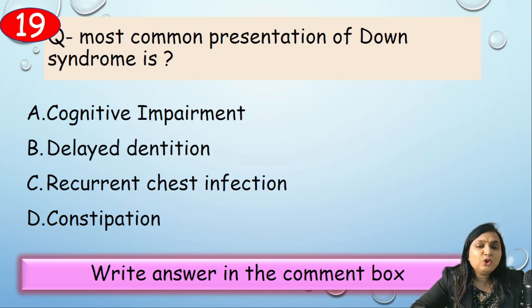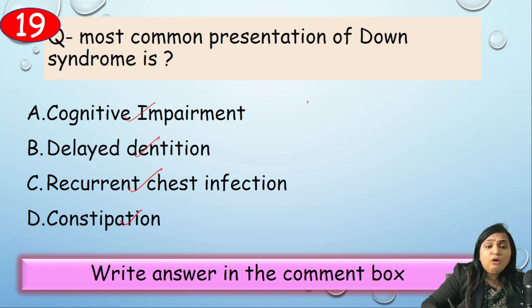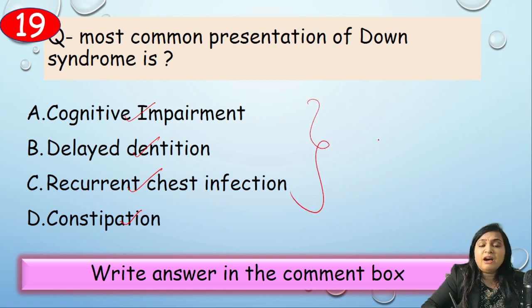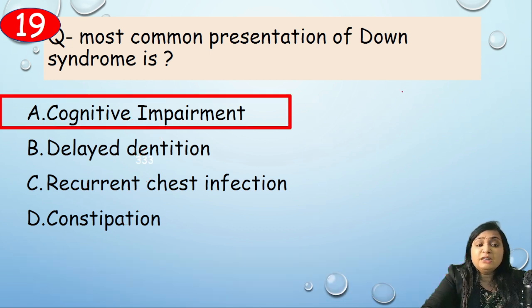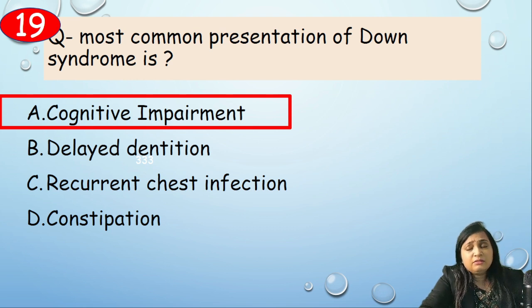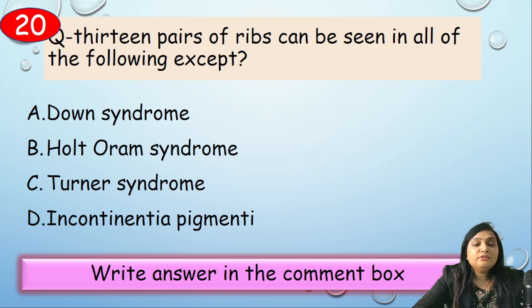The next question is, the most common presentation of Down syndrome is cognitive impairment, delayed dentition, recurrent chest infection or constipation. All of these are presentations of Down syndrome, but the commonest presentation to the OPD is cognitive impairment. Most of the time parents bring the child to the pediatrician or a clinician because they feel that the child's intelligence is below normal.